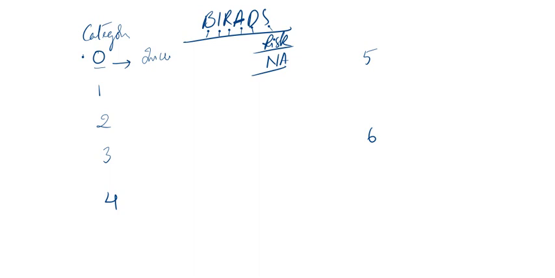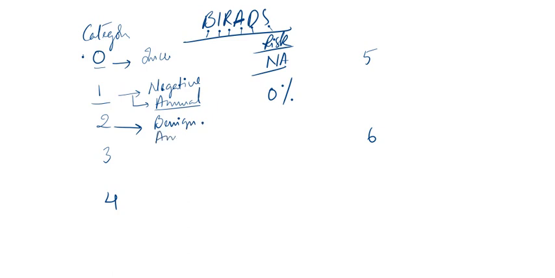Now if it is BIRADS score 1, what does that mean? If the patient has a BIRADS score of 1, that means she is negative for breast cancer, and she should undergo annual mammography, that means mammography investigation every year. That is recommended, and the risk of malignancy is 0. If it is BIRADS 2, that means there is a benign condition present in the patient, annual mammography is recommended in this patient also, and the risk of malignancy is 0%.